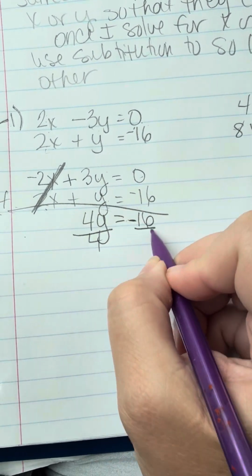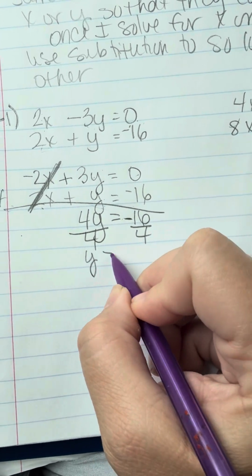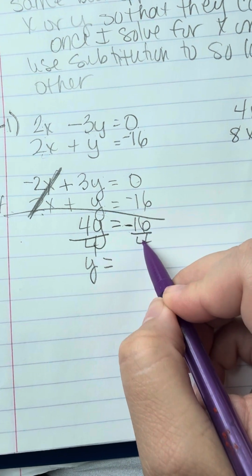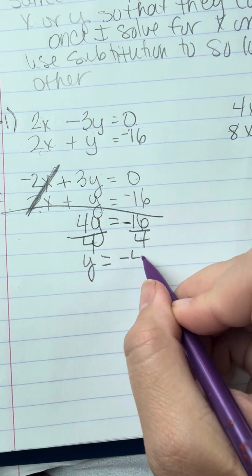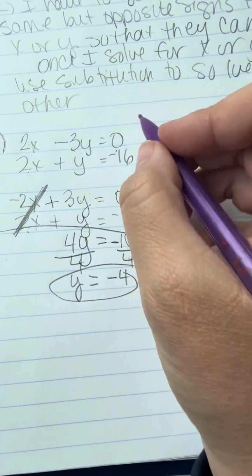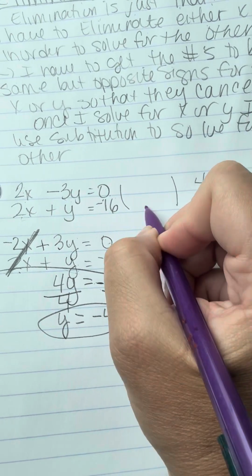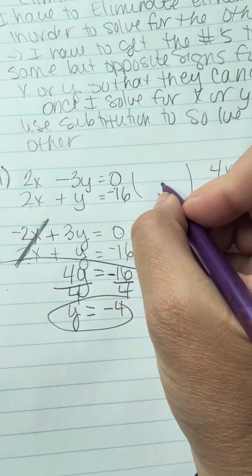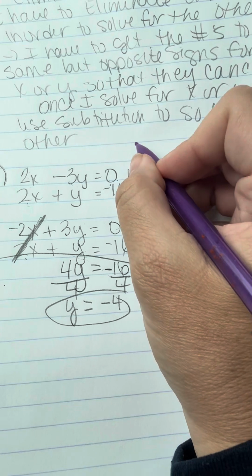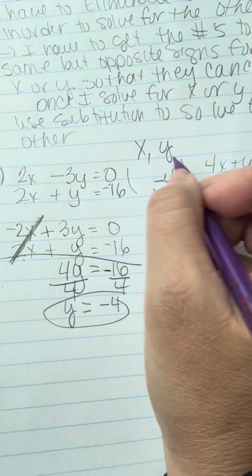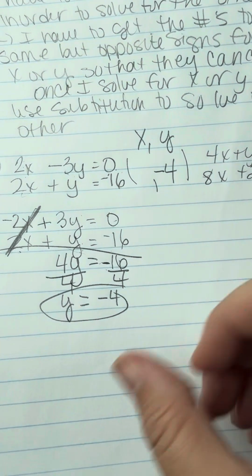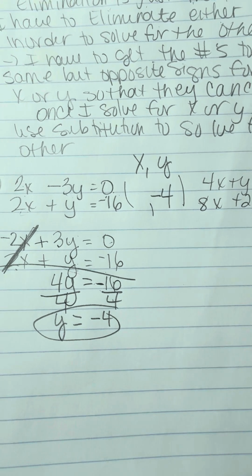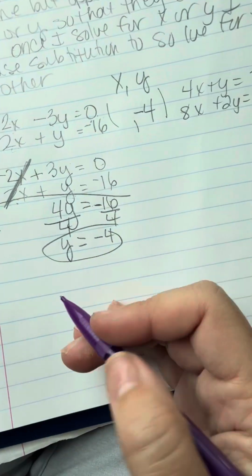Divide both sides by 4. You know how to do that, so I'm not going to sit on that long. And negative 16 divided by 4 is negative 4. So I just solved for y, which means, again, I know I have a solution set with one solution. I'm going to plug negative 4 in here for y, because remember, this is always x, y inside that solution set. Now I know my y, so I can go solve for my x.